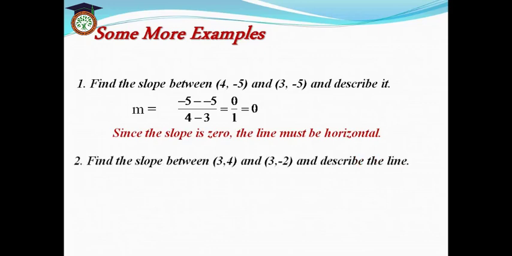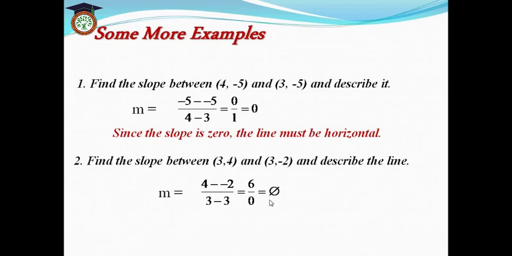Let's see another example. Find the slope between the 2 points and describe the line. So let's find the slope by using our formula. Here we have the slope equals (4 minus -2) over (3 minus 3). So 4 minus -2 means 4 plus 2 equals 6, and 3 minus 3 equals 0. And we know that anything divided by 0 is undefined. So the slope is undefined.